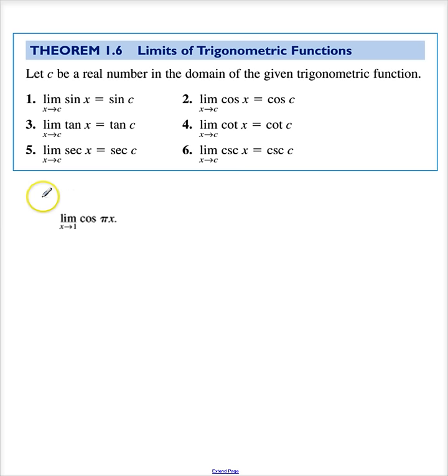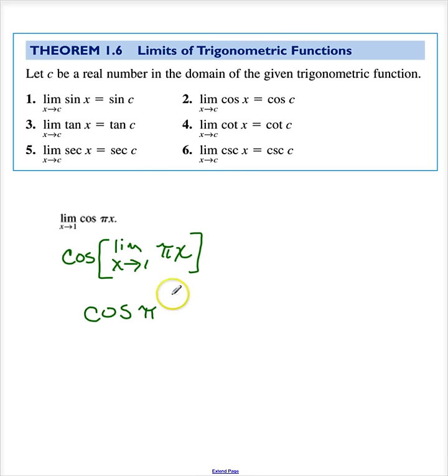So let's look at this function right here, and I'll do this with all of the painful little steps. The limit as x approaches 1 of cosine pi x. Well, let's treat this as a composite function. So I could slide this limit in there. This will be the cosine of the limit as x goes to 1 of pi x, which is cosine of pi. And you know the cosine of pi is equal to -1.